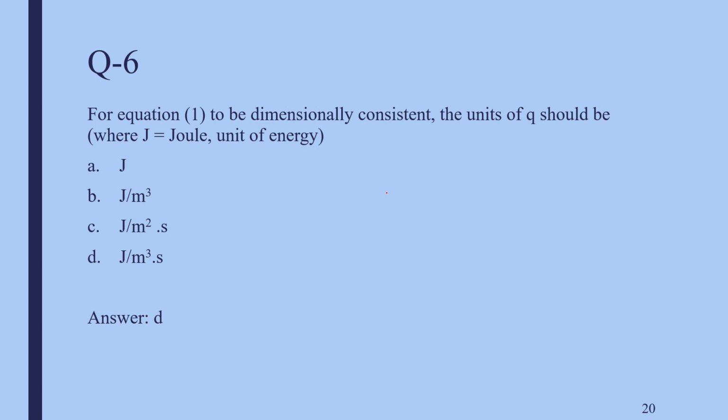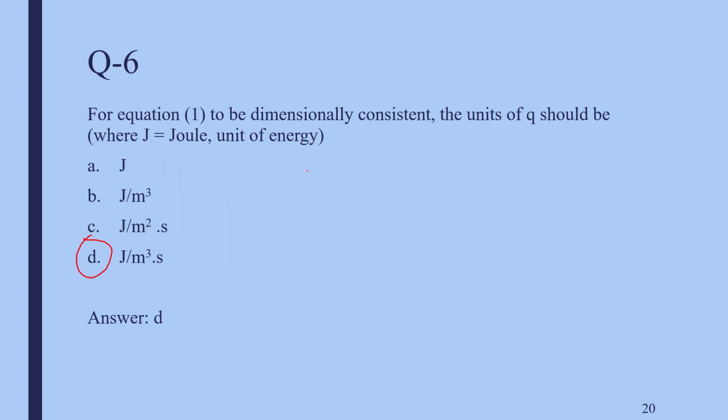If watts is the unit, we would have joules per second. But in the question, Q is the volumetric heat generation rate, so it is per unit volume, right? So joules per second per meter cube. That is joules per meter cube second, which is the right answer. Option D is the right answer. We can say this directly by looking.